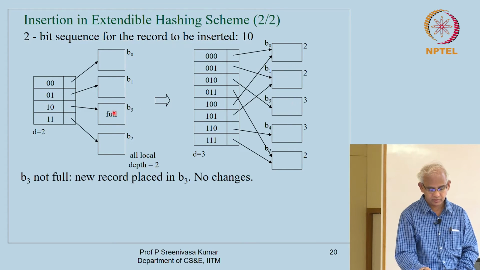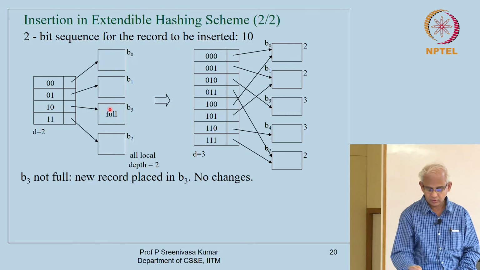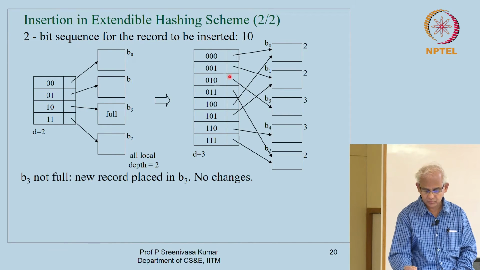Now, the records that were coming to B3 had 1 0 as the 2 bit sequence. Now, they will have 0 1 0 as the 3 bit sequence, and the other one, the 1 1 0, will now go to the new bucket.